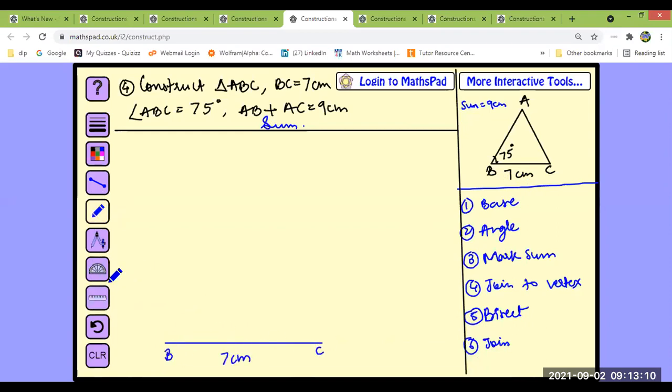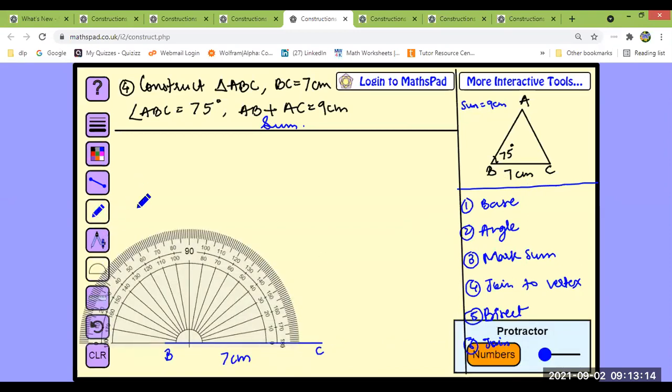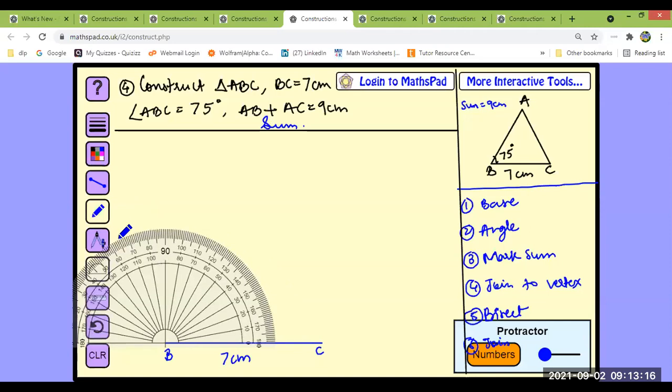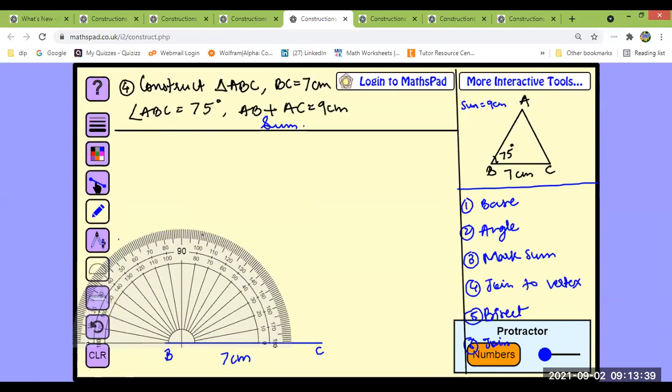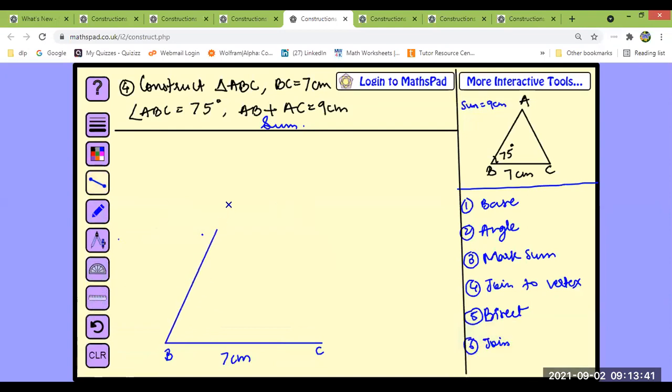Now angle B is given to be 75 degrees. So mark 75 degrees, it's over here. So if you notice, from the point B, it's moving to this side, 10, 20, 30, 40, 50, 60, 70. So this is the marking for 70 and we need to mark it over here. So this point is 70. Now join and extend.